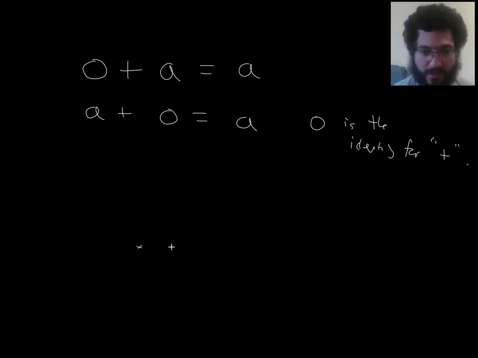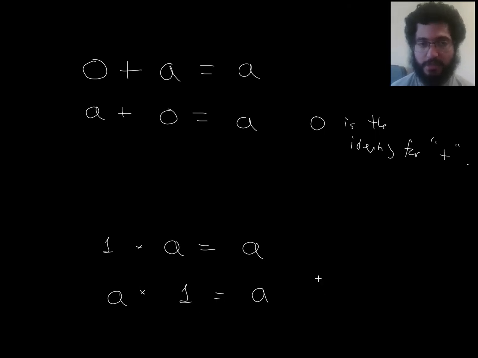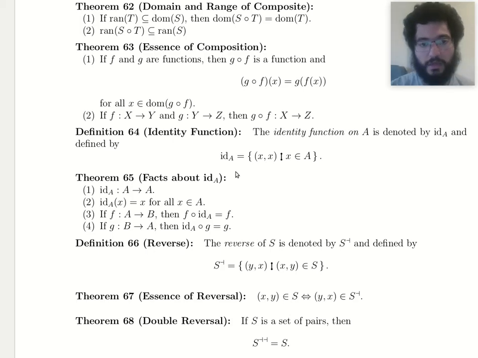Similarly, there's an identity for multiplication. So there's something that when you multiply leaves things unchanged, namely 1. So you would say 1 is the identity for multiplication in arithmetic. So here, this new function that we're defining, the identity function on a set, is an identity for not addition, not multiplication, but for composition. And that's what parts 3 and 4 are saying.